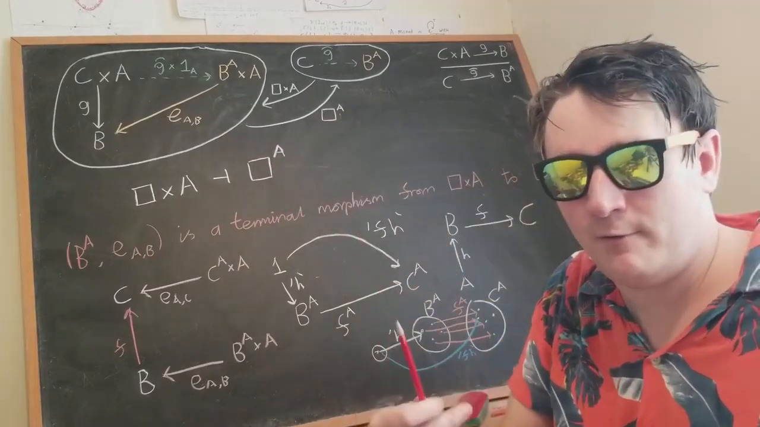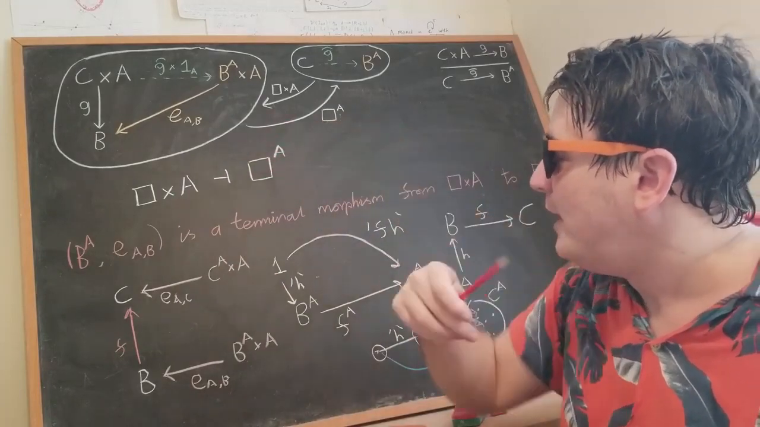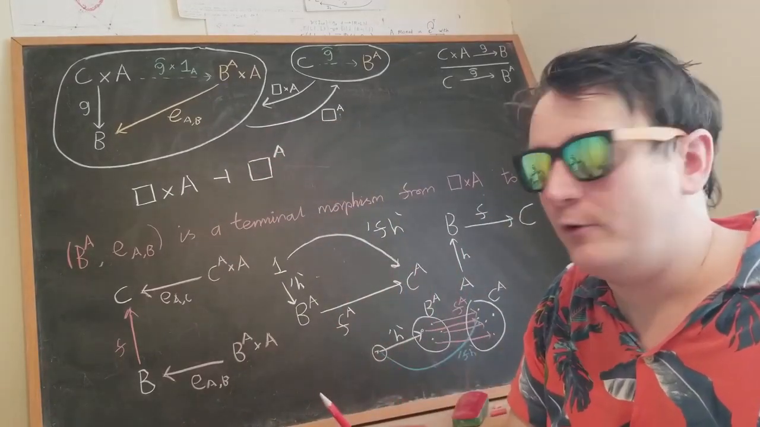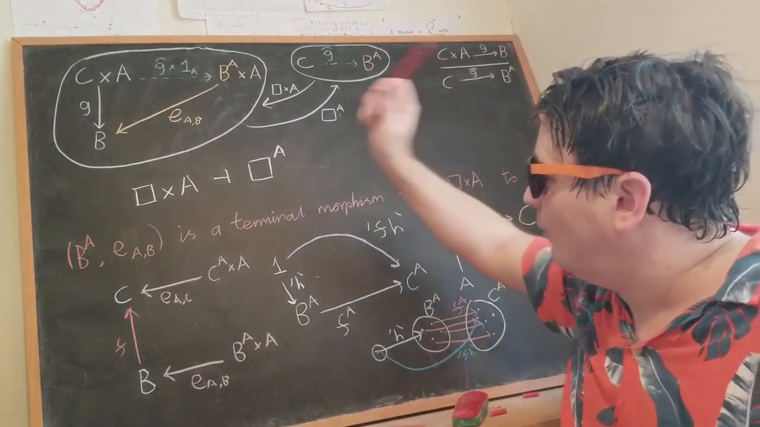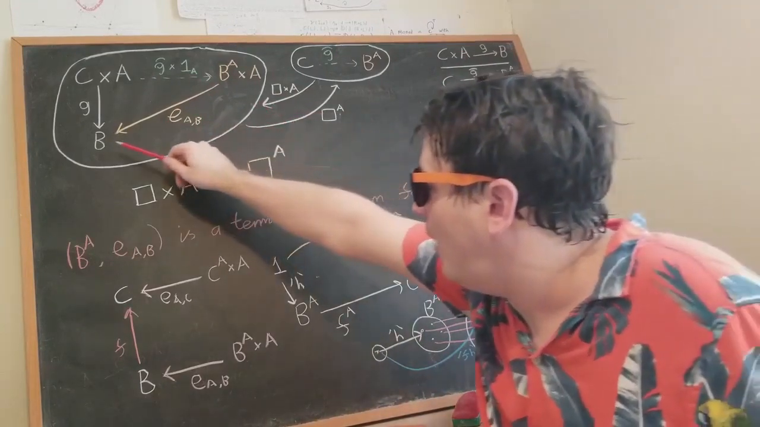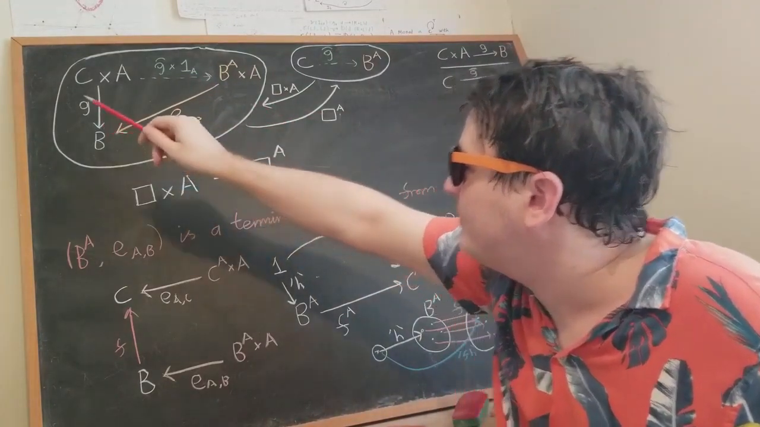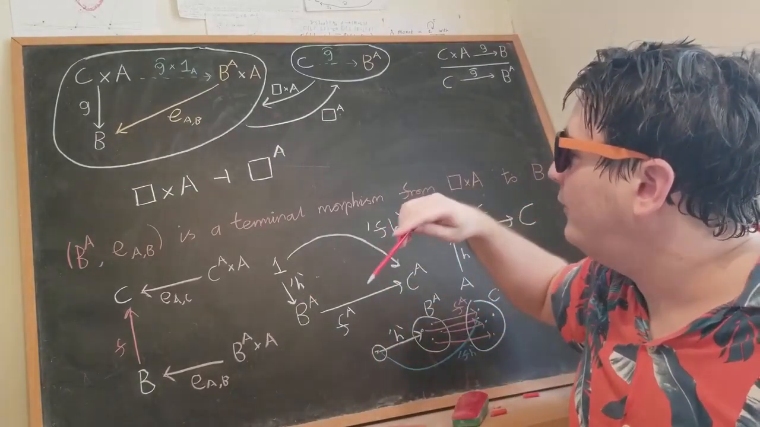We're going to infer it just by saying that it's the right adjoint. So if you recall how adjoint functors work, we can do this, okay? So what is the effect then of doing this functor on this object B? Well, what we want is a terminal morphism.